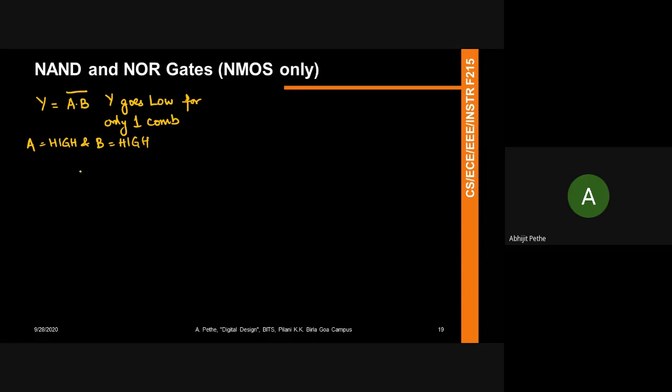So when you design this, again, think about an NMOS only circuit. This is your output Y, right? So you have one transistor here and you have another transistor here.